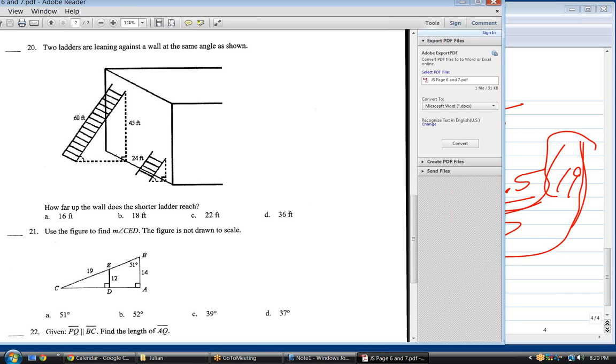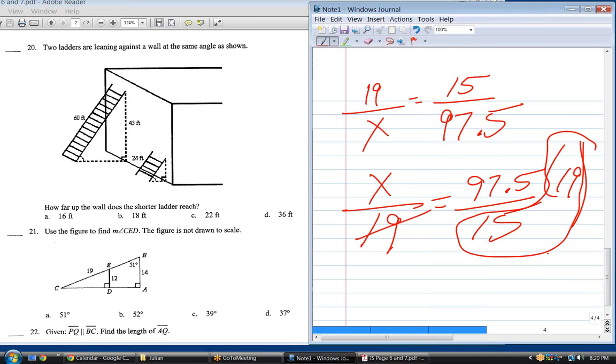Congruent? Similar. The difference between congruent and similar is that congruent means equal. They're clearly not equal; this one's bigger than this one. But they're similar, exactly the same shape. Because they're similar, it's another ratio problem.